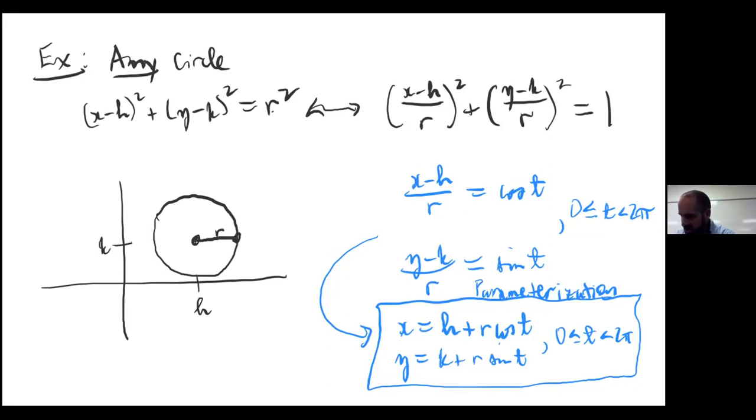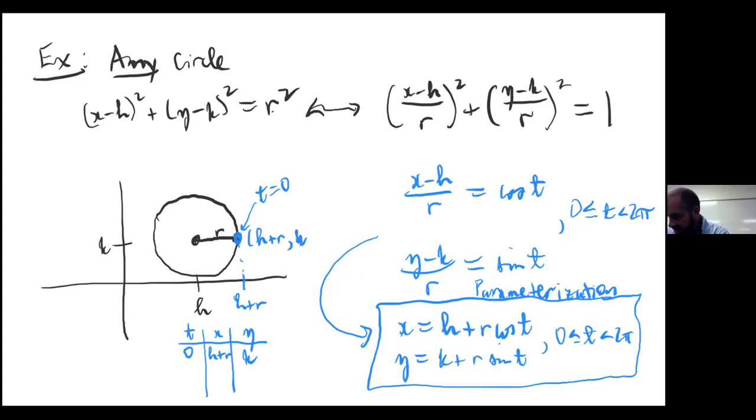You can almost make a little table: t, x, y. If t is 0, what is x? h plus r, exactly. And what is y? Okay, so where am I? I'm right here. This is where I am when I'm at t equal to 0. This is the point h plus r, after all, because this point right here is h plus the radius, and I am at k.